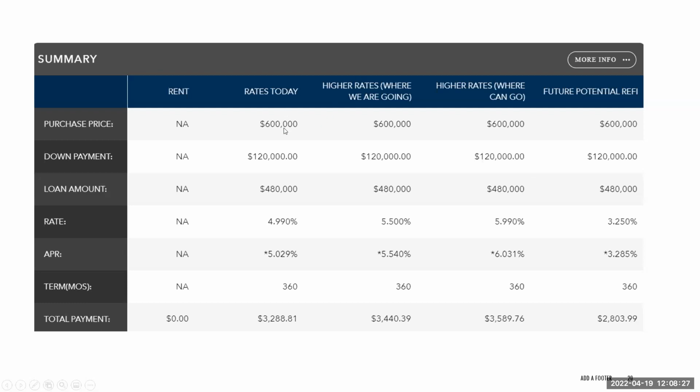So if you buy a home today at 600,000, and let's say that you get a 4.99 rate and your payment's 3288, that's the price that you paid for the home. That doesn't change. As I just explained to you, we're heading to a recession where housing continues to stay stable, but rates drop down. What does that mean for you?